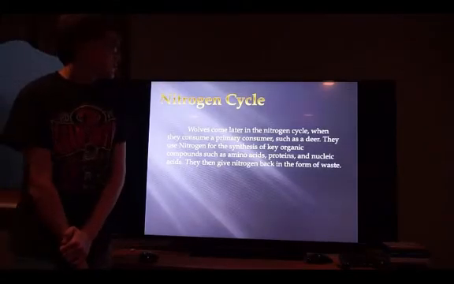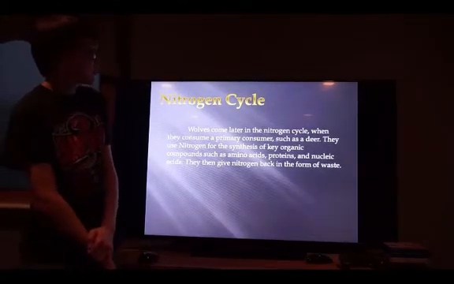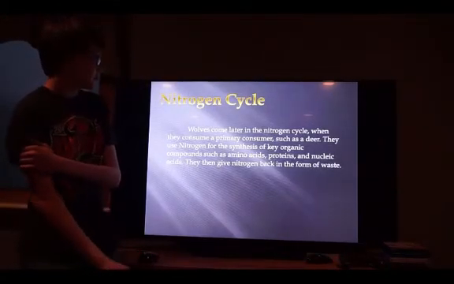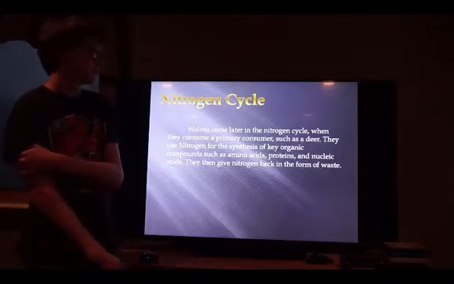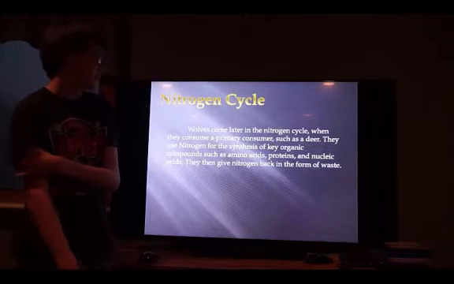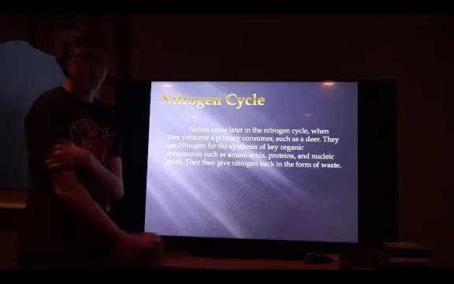Wolves come later in the nitrogen cycle when they consume a primary consumer, such as a deer. They use nitrogen for the synthesis of key organic compounds such as amino acids, proteins, and nucleic acids. They then give nitrogen back in the form of waste.